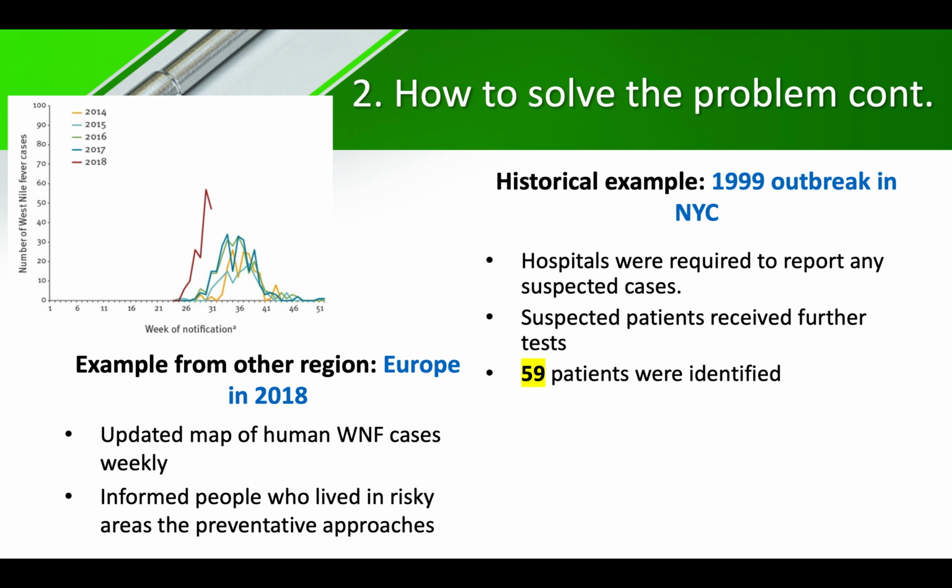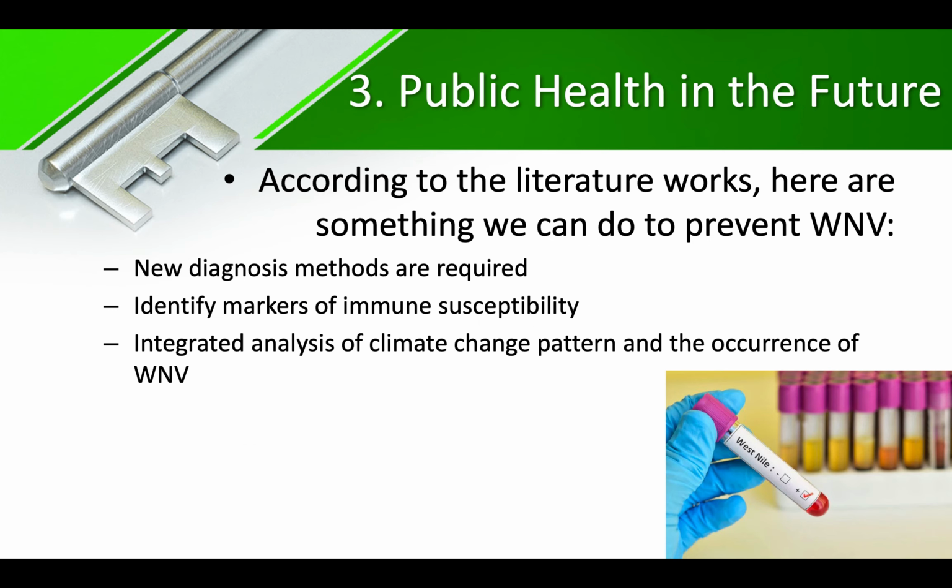After reviewing the literature, I organized some specific approaches we can do to prevent the recurrence of West Nile virus. New diagnosis methods are required in order to diagnose WNV-infected patients fast and accurately. Although there is no vaccine for humans against WNV, identifying human markers of immune susceptibility can provide an innovative treatment way.